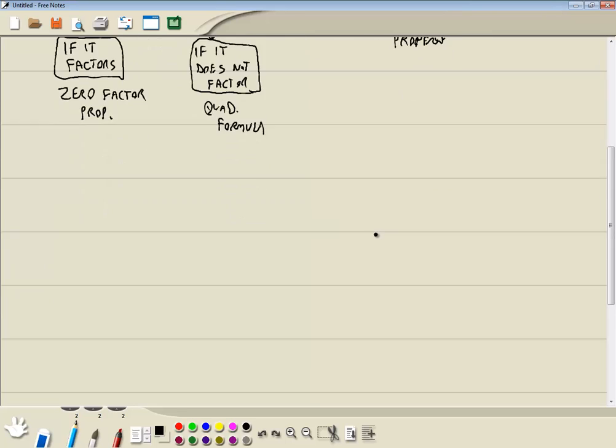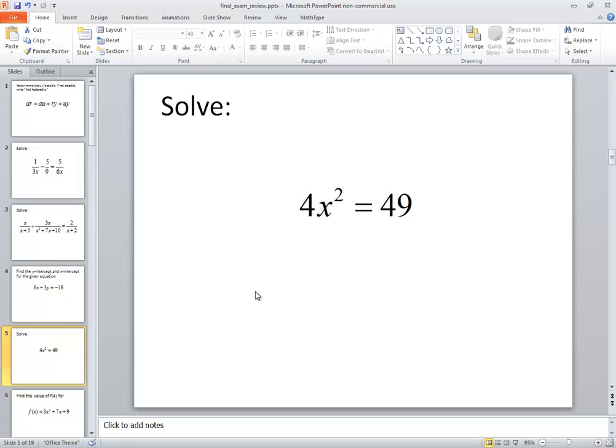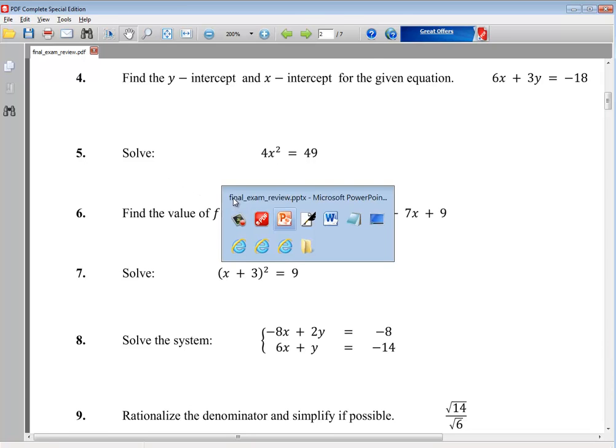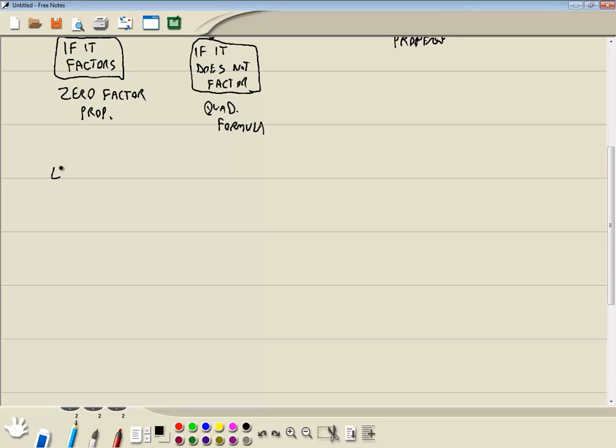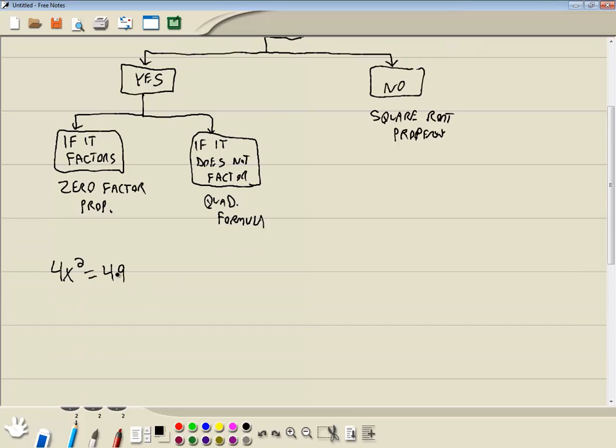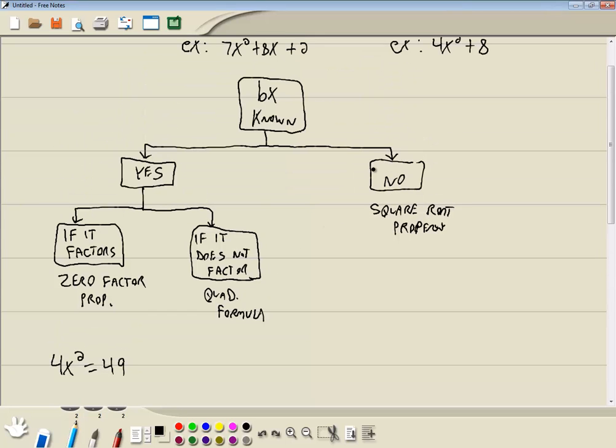So let's go back to our problem then. We got 4x squared equals 49. Now you could have all different kinds of combinations. That's why I left it really vague up here and didn't put equal to 0, because you could have the bx on the left side or the right side, and the ax squared on either side of the equals. But specifically, we're missing our middle term. We don't have the bx. We have the x squared and the number, but not the x component. So bx is not known, so we're going to use the square root property.